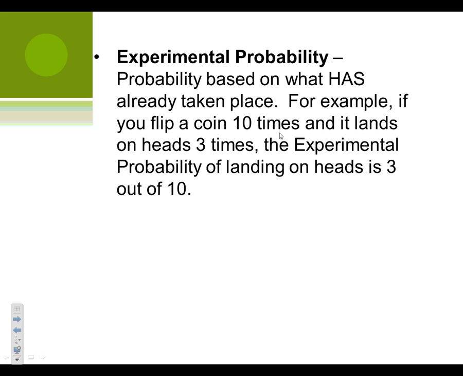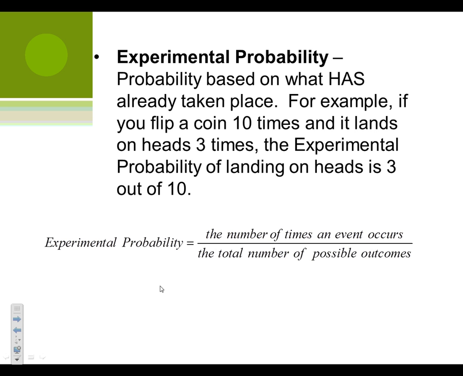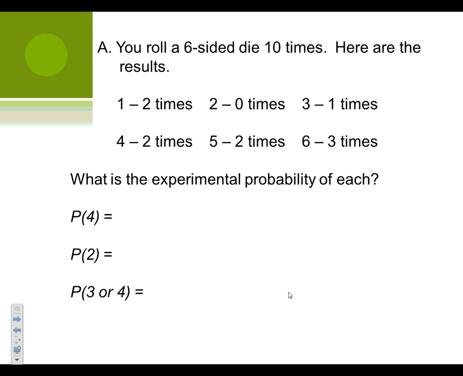So if you flip a coin 10 times and it lands on 3 heads, the experimental probability of landing on heads is 3 out of 10. So you've got to pay attention to the question. Our definition of experimental probability is the number of times an event occurs over the total number of possible outcomes. So let's look at some examples.